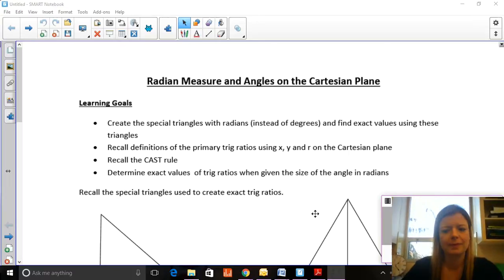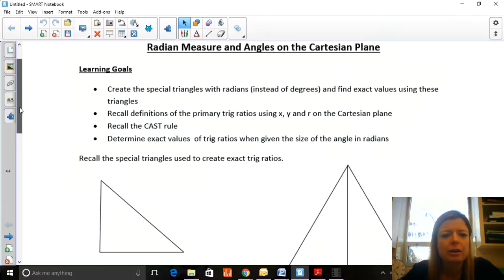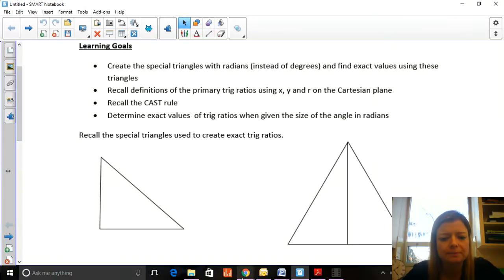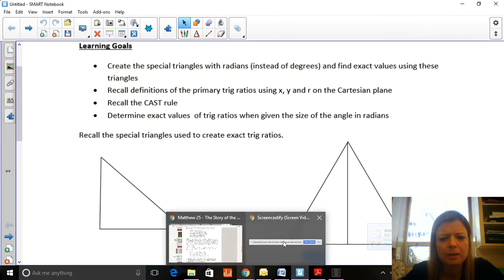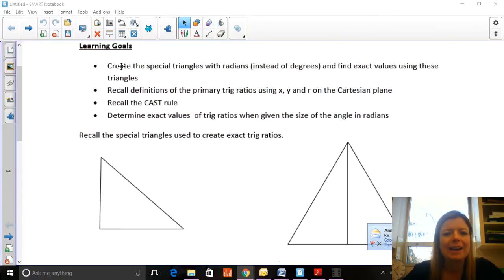Hi students, today we are talking about radian measure and angles on the Cartesian plane. So our learning goals today are we're going to create the special triangles, which you may or may not remember. But instead of degrees, we're going to be using radians, okay? So we're going to change everything over to radians.